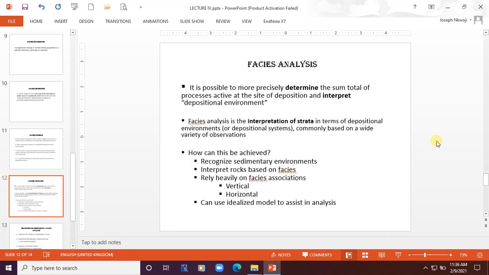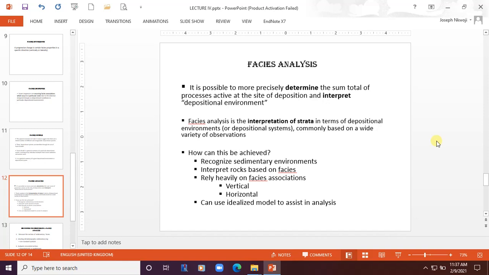Facies can also be analyzed to determine and interpret the type of depositional environment. Facies analysis is the interpretation of strata in terms of depositional environment, commonly based on a wide variety of observations. This can be achieved by, first of all, recognizing the sedimentary environment, then interpreting rocks based on facies, then relying heavily on facies association, whether vertical or horizontal. Then you can use some idealized model to help you analyze.